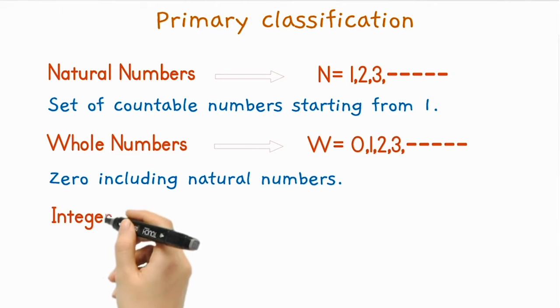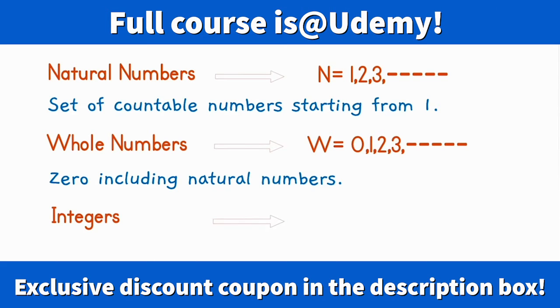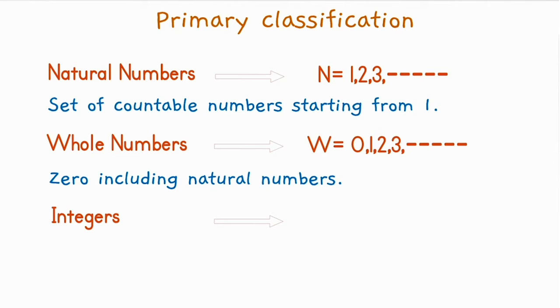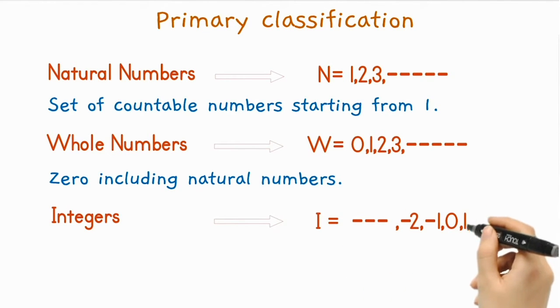Next classification is integers. In the set of whole numbers except 0, include the negative counterpart of every number. That resultant set gives set of integers ranging from minus infinity to plus infinity.